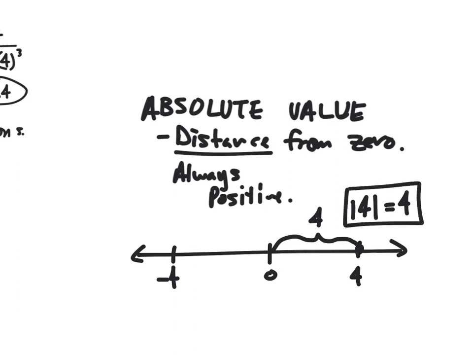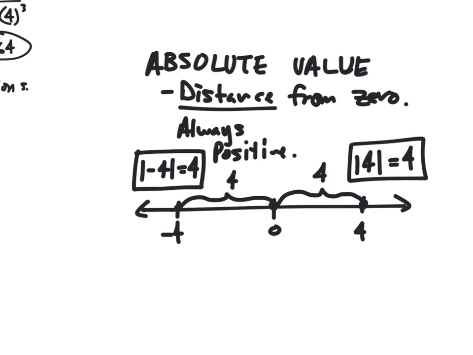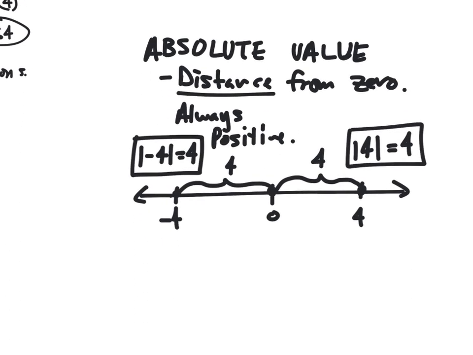If I wanted to do the absolute value of negative 4, the distance from negative 4 to 0 is going to be 4. So no matter what goes inside of my absolute value, the result is going to be positive. Therefore, let's ask this question. Let's say I have an equation, absolute value of x is equal to 4. What are the possible values of x?